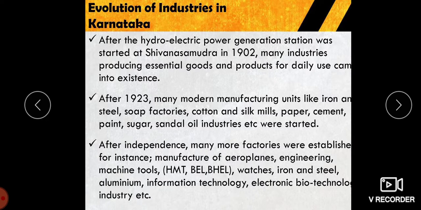In the pre-independence era, pre-independence meaning before independence itself, the Mysuru province was a model state with respect to industries. The main reason for this was the interest of the British and the Mysuru kings to look into this matter. After independence, the industrial policy of the central government enabled further industrial development in the state. As a result, many factories were established.